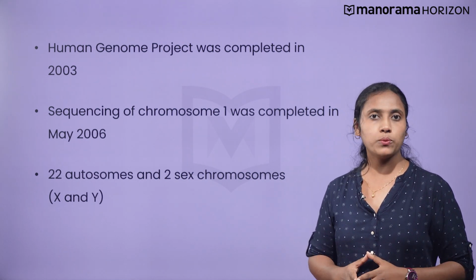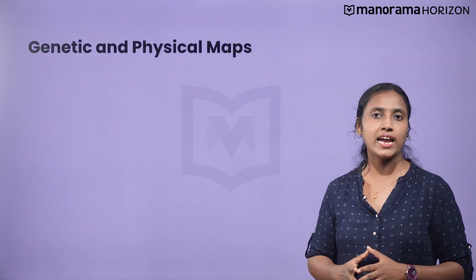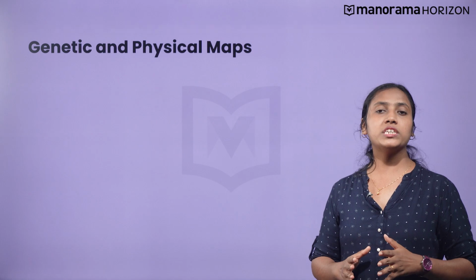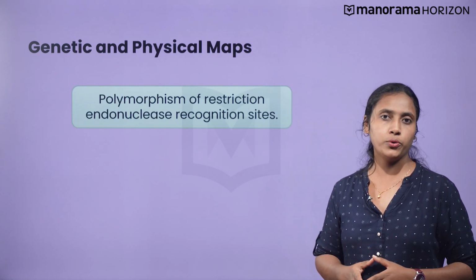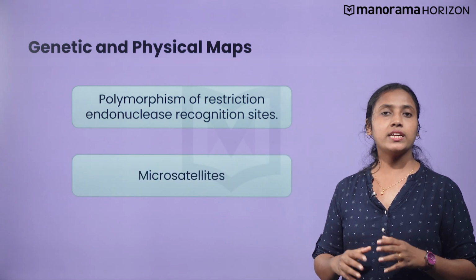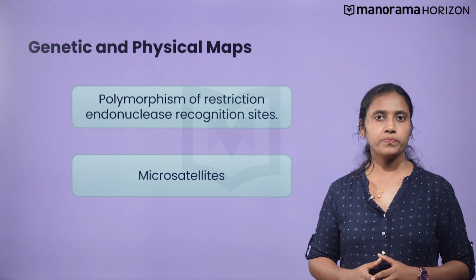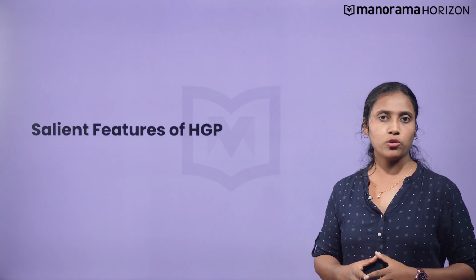After the DNA sequencing, the next difficult task was assigning the genetic and physical maps on the genome. The maps were generated using information on polymorphism of restriction endonuclease recognition sites. Microsatellites, that is the repeating DNA sequences, were the second. We'll move on to the salient features of the Human Genome Project.